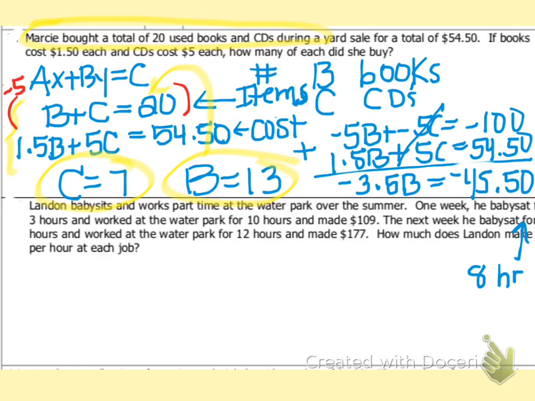So he's got 2 places he's working. He's babysitting, say we call that B, and water park would be W. Okay, so always choose to use variables that represent the real life situation. It makes things so much less complicated. You don't have to be so tied to X and Y. B and W will work fabulously on a problem like this.